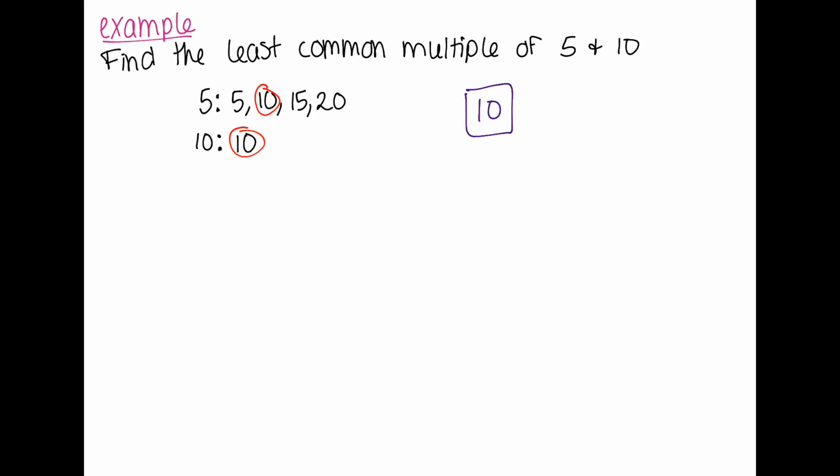All you need to do, list out the multiples of each number, look for the first number that appears in both lists, and that's all you need to do for the least common multiple.